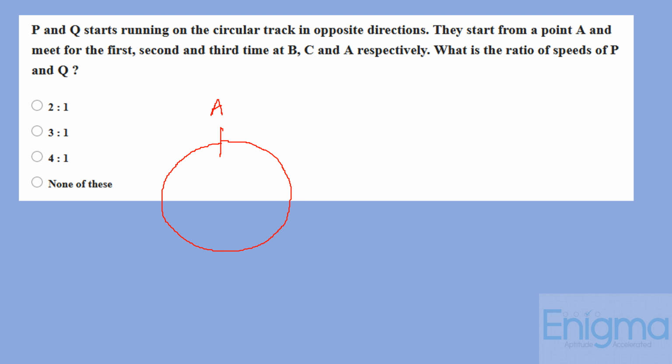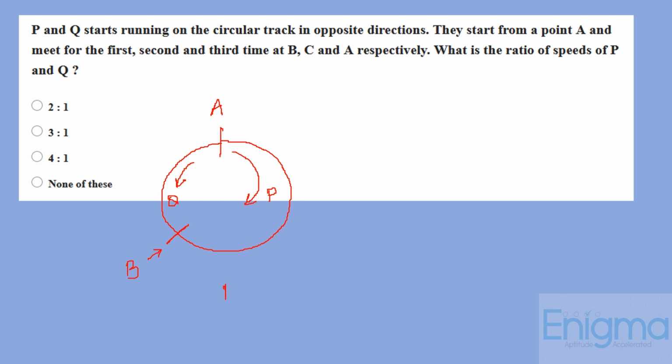From the options we can see that it is 2 is to 1, 3 is to 1, 4 is to 1. That means speed of P must most probably be greater than speed of Q. Hence P would cover a certain distance more than Q. So this is P and this is Q. If their speeds were equal, they would have met at the halfway mark, which would be somewhere like this. But as the speed of P is a bit more, they are meeting over here. Now they have given the name here B.